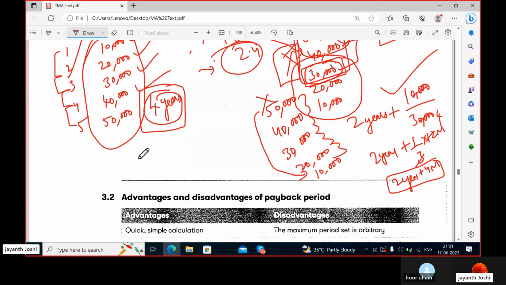Now, one small thing I would like to say: as the time value of money was not considered in the payback period method till now, that particular deficiency has been rectified with the help of the discounted payback period method. That means previously time value of money was not considered in the payback period method, but now things have changed.